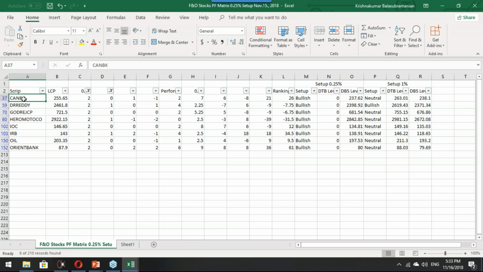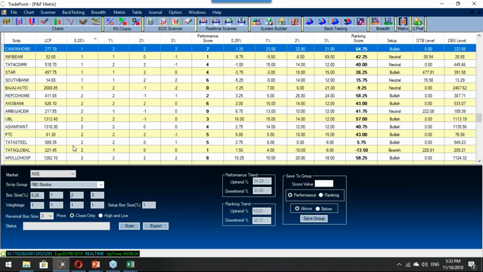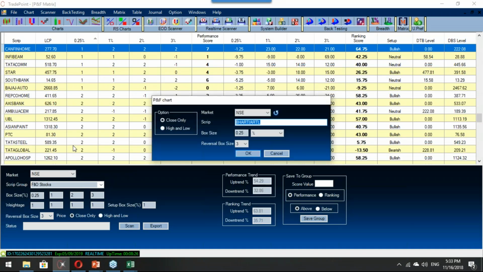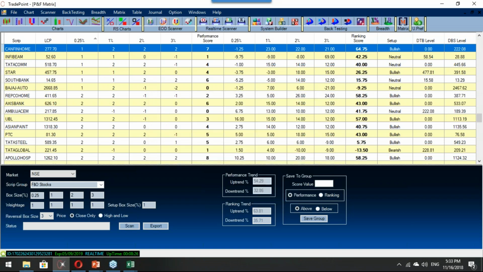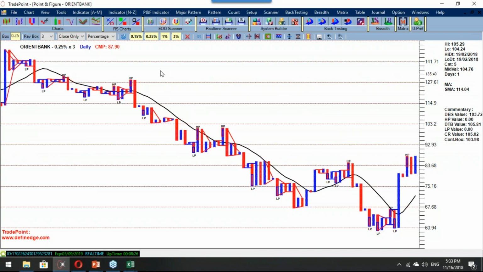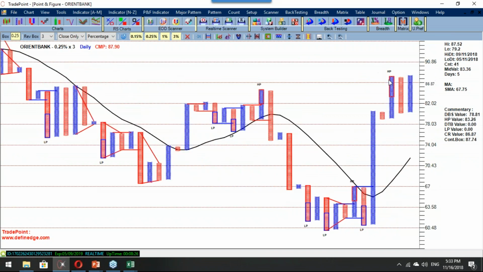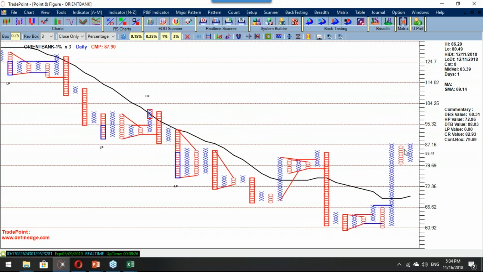So CanBank is a nice candidate. This one, Oriental Bank, is again an interesting candidate. If you look at the Oriental Bank chart, we already saw that, isn't it? By the way, where did Oriental Bank close today? In 0.25% box size we already have a buy signal, so the score is 2, but in 1% box size the X is at the same level. So these are ideal candidates to be tracking.